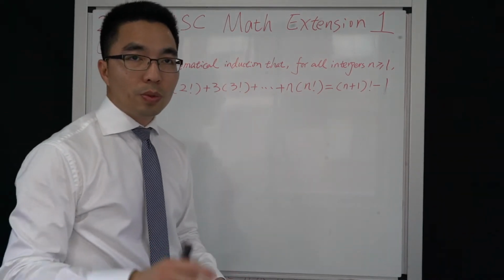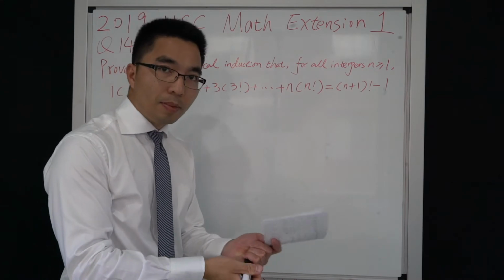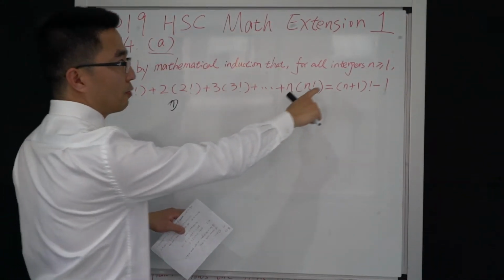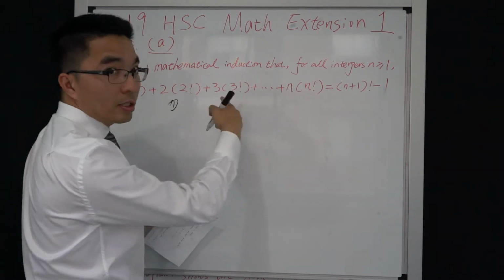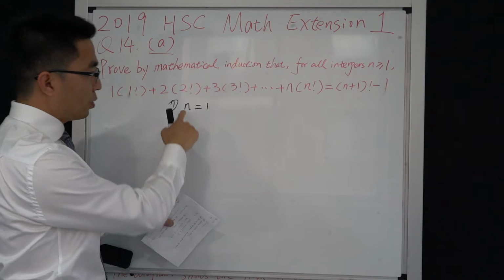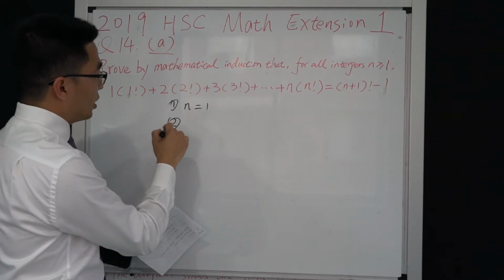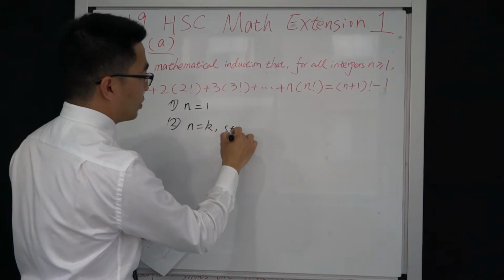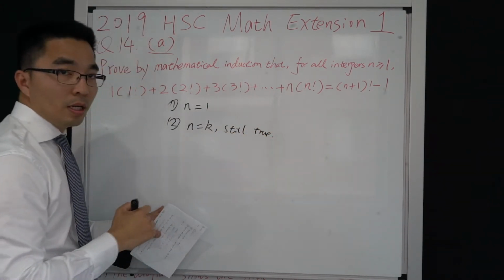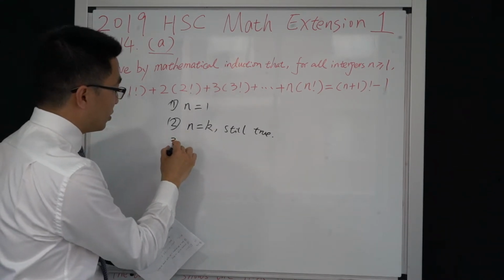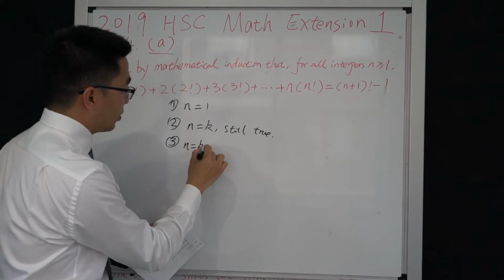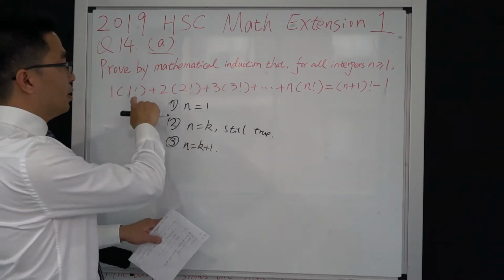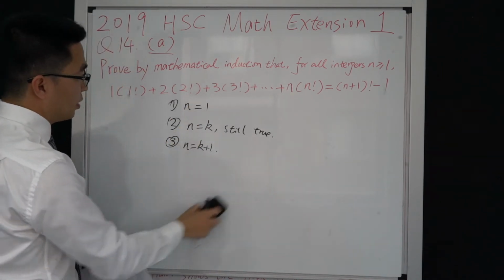For mathematical induction, we usually have 3 steps to prove. The first step is to use the smallest number to prove the statement is true. Here, the smallest number is 1, so we prove the statement for n equal to 1. The second step is we assume that when n equal to k, the statement is still true. Based on the second step assumption, in the third step we prove n equal to k plus 1. If the statement is still true, then based on mathematical induction, this statement is true. Okay, 3 steps.